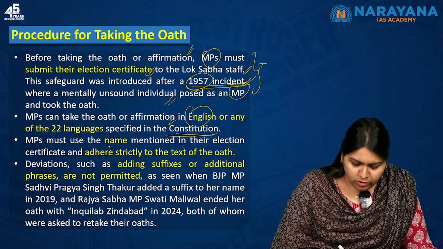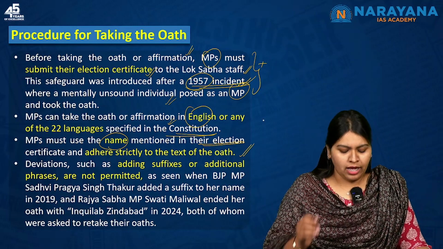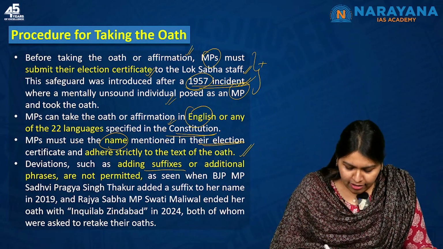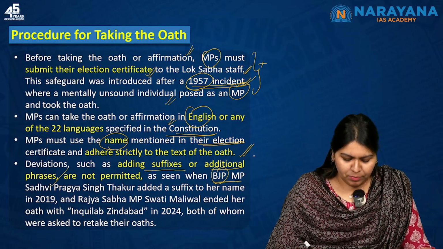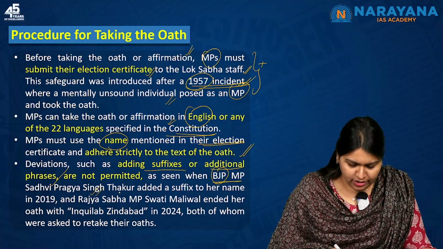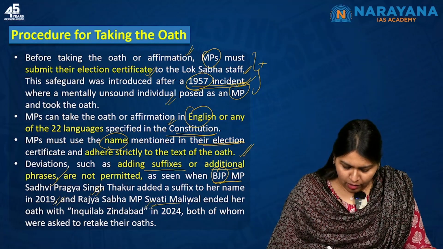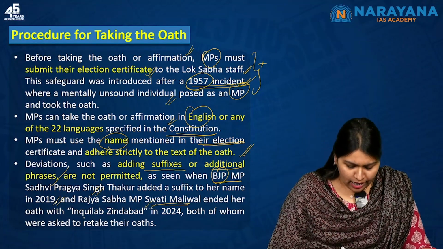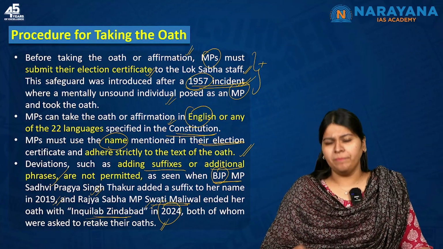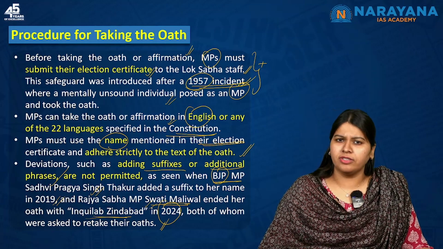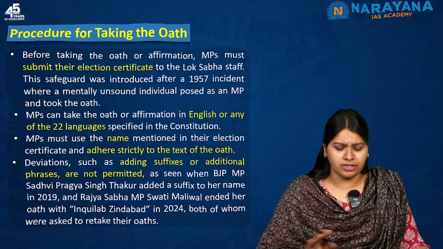Also, MPs must use the name mentioned in their election certificate and must adhere very strictly to the text of the oath. Deviations such as adding suffixes or additional phrases are not permitted, as seen when BJP MP Sadhvi Pragya Singh Thakur added a suffix to her name in 2019, and Rajya Sabha MP Swati Maliwal ended her oath with Inquilab Zindabad in 2024. Both were asked to retake their oaths, okay? Adding prefixes or suffixes to the oath, or any deviations from what is mentioned in the election certificate, is not allowed.